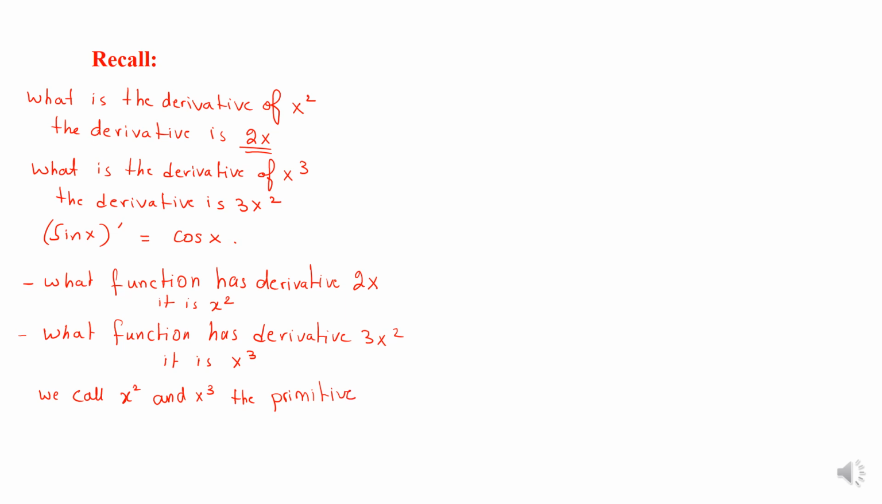The primitives of 2x and 3x power 2. Also, sine x is the primitive of cosine x. Now this is the idea of primitives.